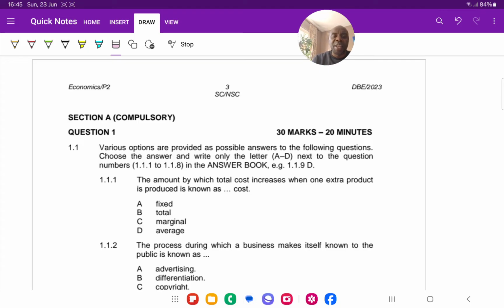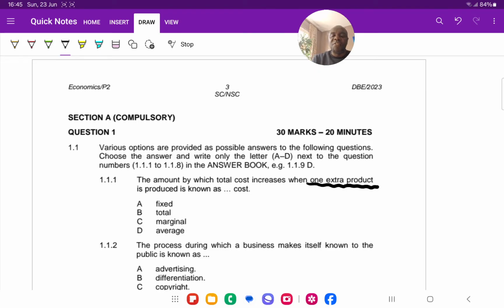I always encourage my students to look at keywords from the stem. So let's look into the keywords from this particular question. Here they're asking us about one extra product. So what happens to our cost when one extra product is produced? So let's look at the various options that the examiner has given us.